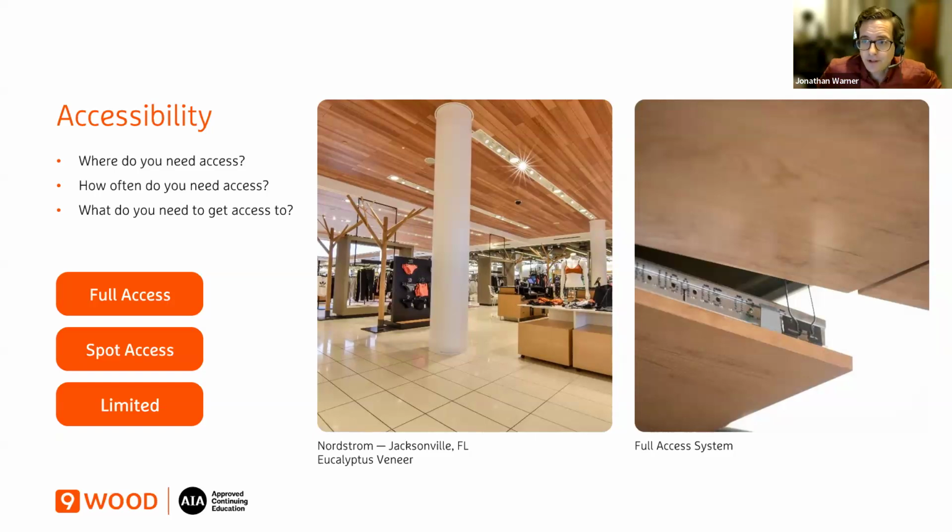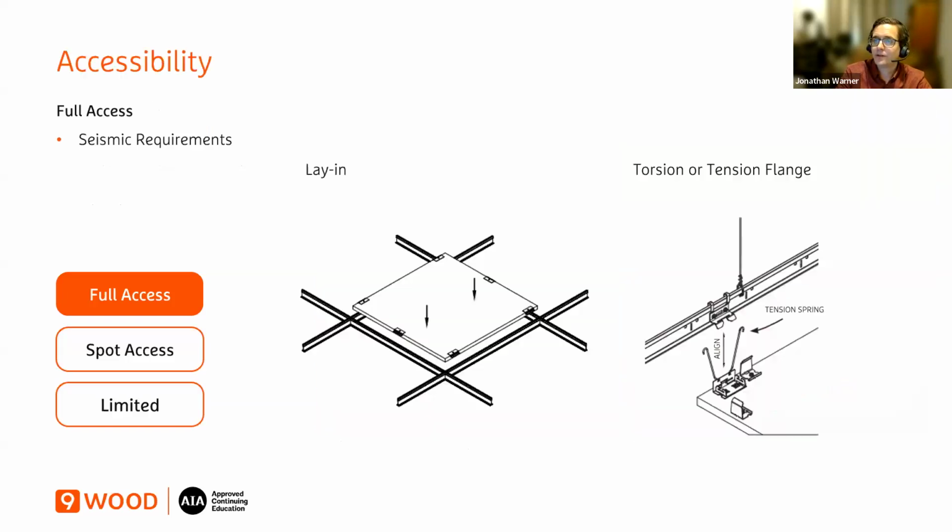Where do you need access? How often do you need access? And what do you need to get access to? You may not know all the exact answers to these questions when you start out working with the manufacturer, but let them know that accessibility is going to be an important requirement, and they should inform you of different design decisions and how they'll affect it. So here we go.